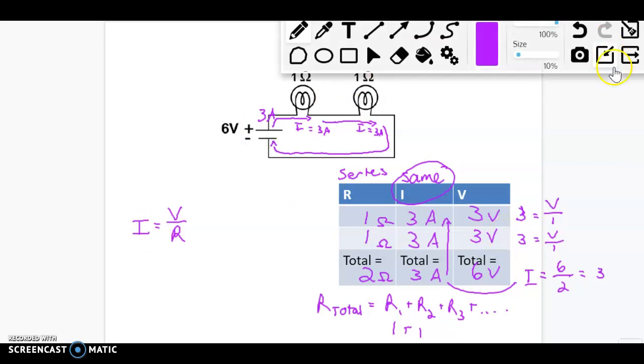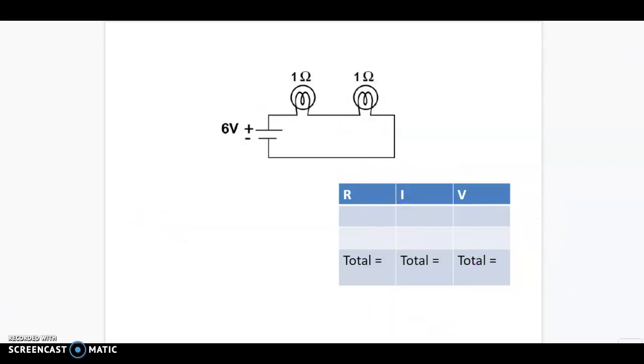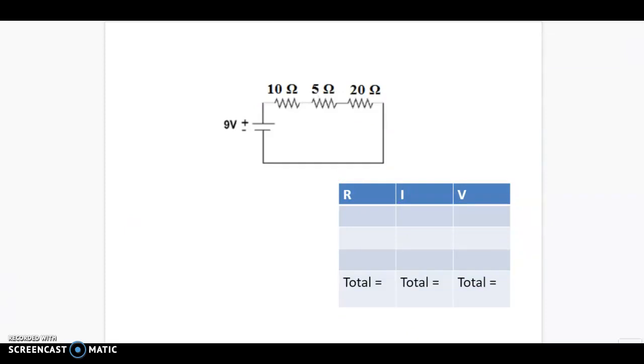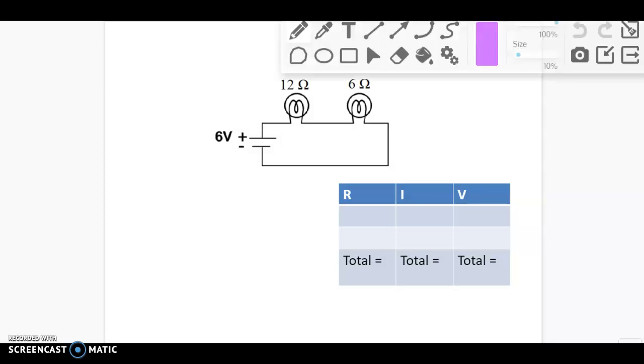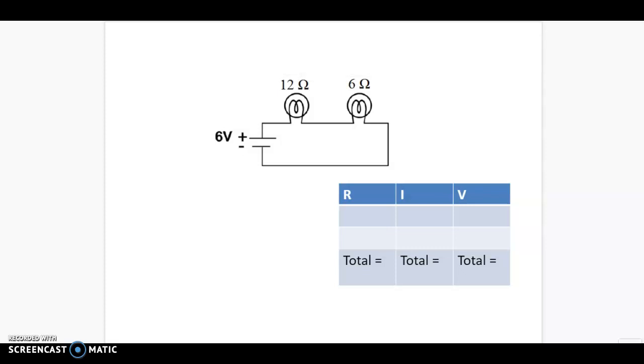Let's do a different one here, and then we should be good. Let's do this one. Okay. So we have in this circuit, let's do this circuit. Okay. So we have our resistors.